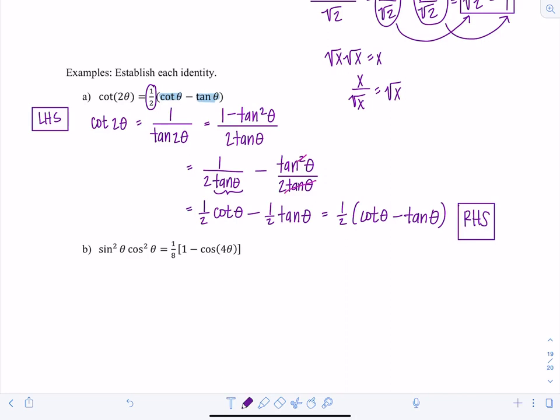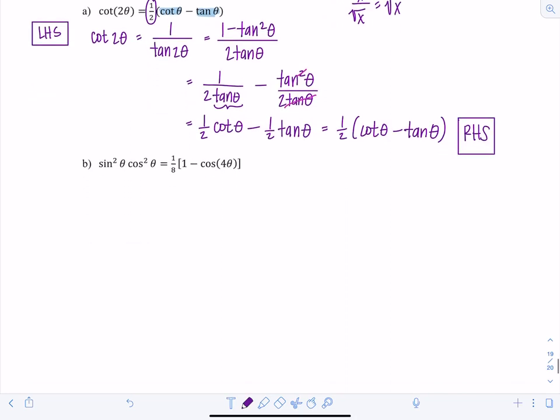Next one, example B. Sine squared theta cosine squared theta equals 1/8 times 1 minus cosine 4 theta. All right. Well, I noticed there's a 4 theta here, so we can maybe play around with a double angle. And you might say, what do you mean a double angle? I see a 4, not a 2. Well, this is how we're going to think of it. Cosine 4 theta is the same as cosine of 2 times 2 theta. Don't you agree?